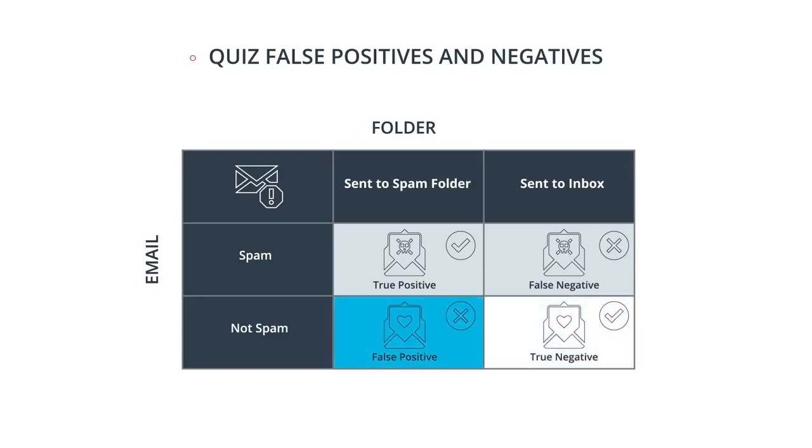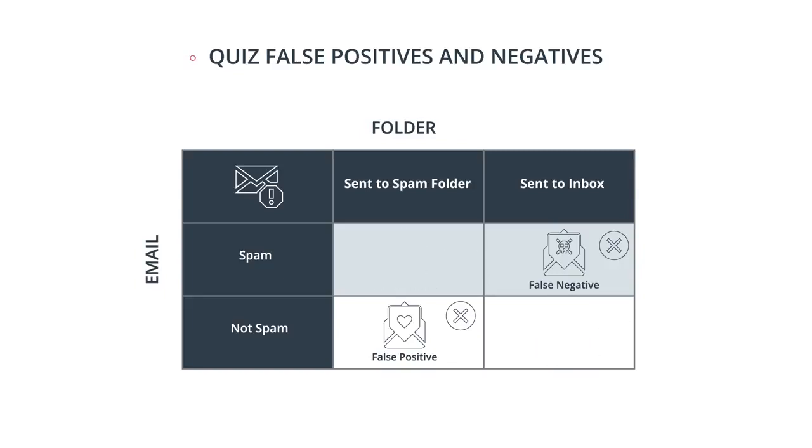A false positive, which is when our grandma's email accidentally gets sent to the spam folder. And finally, a false negative, which is when a spam email accidentally gets sent to our inbox. Now again, let's forget about the two correct ones and focus only on the mistakes. So below there will be another quiz.